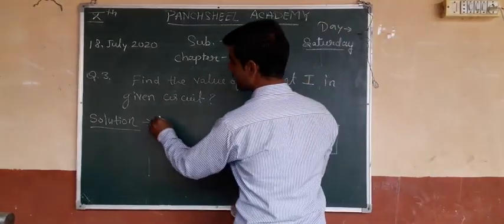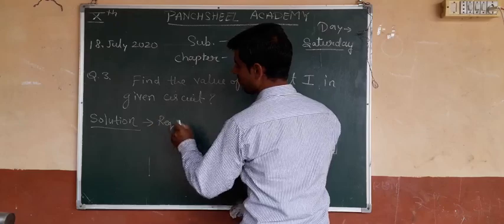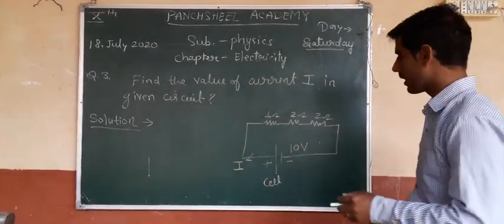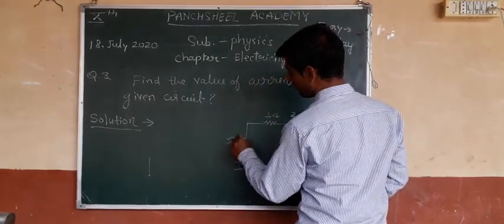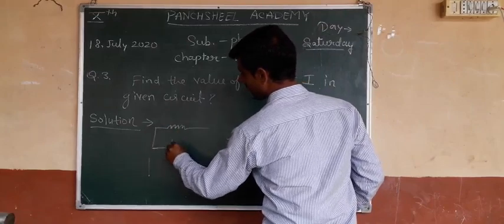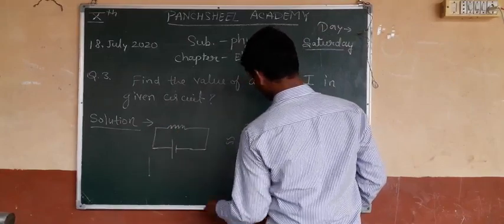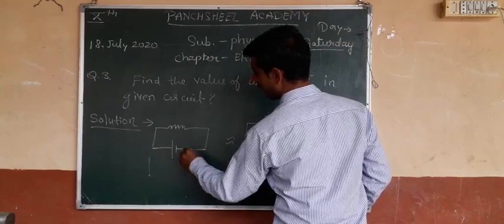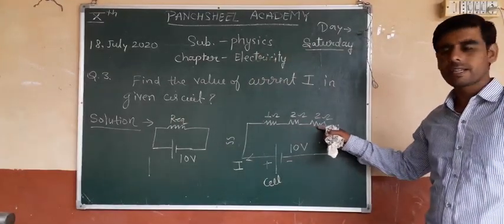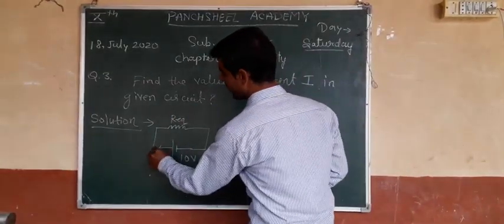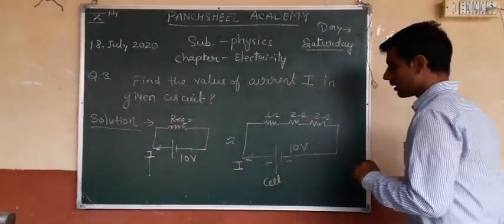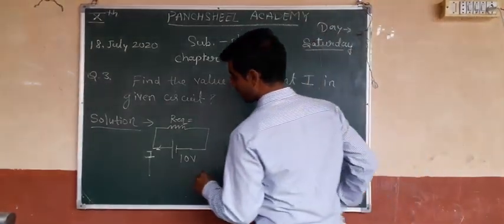So what is series resistance? R equivalent. First of all, I try to make an equivalent diagram for this. So this diagram is converted into this. Okay, this is the 10 volt and R equivalent. I resolve these three resistances in this manner and the current is I. So what is the value of R equivalent?